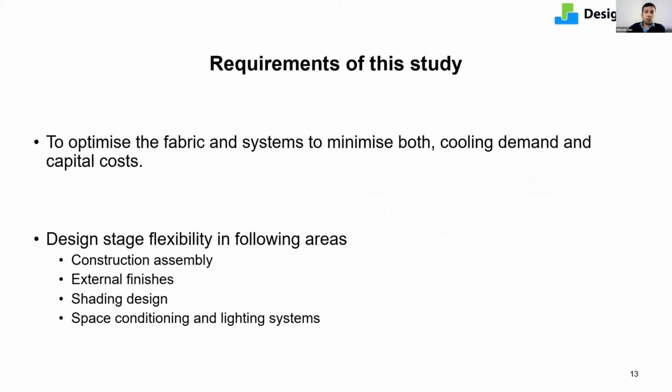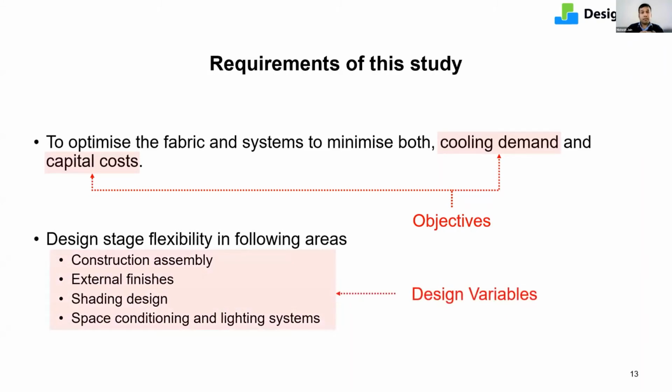So as cooling is the predominant energy end use, this case study aims to optimize the fabric and systems to minimize both cooling and capital cost. The design options under consideration are related to construction, finishes, shading, HVAC, and lighting systems. So these objectives will be, for example, to minimize the cooling demand and to minimize the capital cost. And these areas will be the design variables.